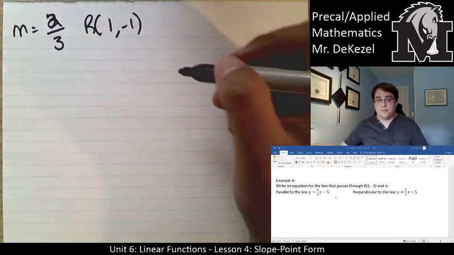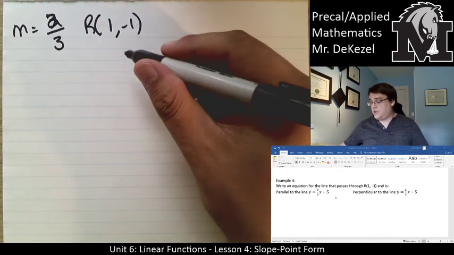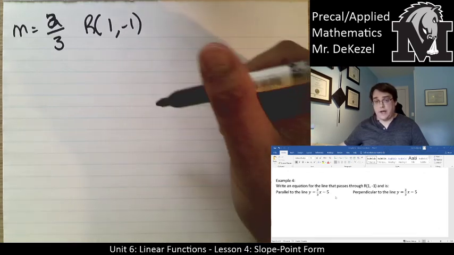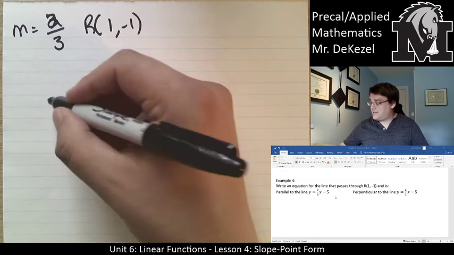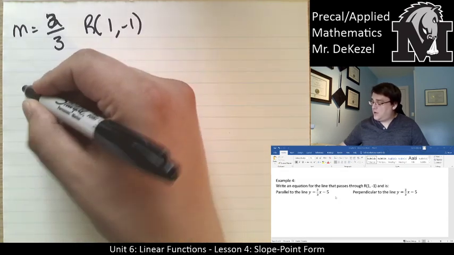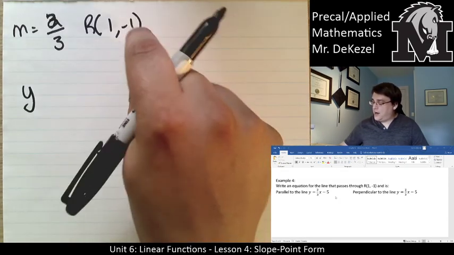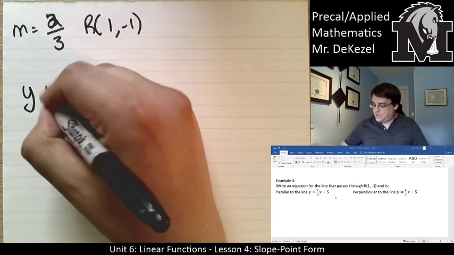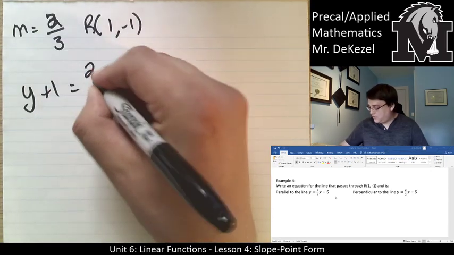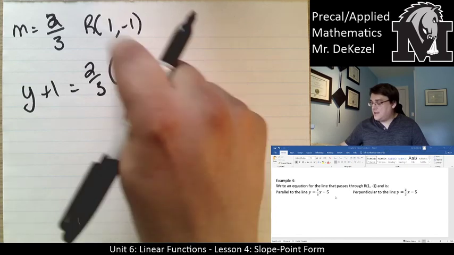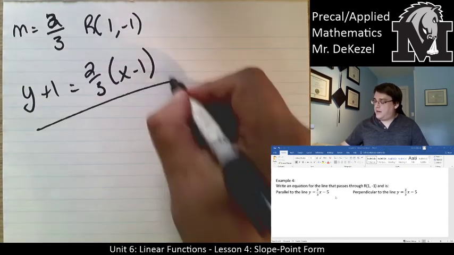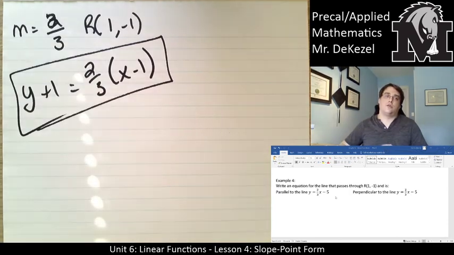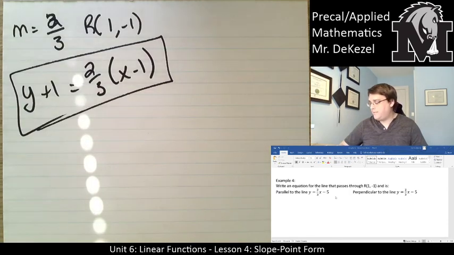So I can plug that into the slope point form right away to find a line that's parallel to that line that's given. We're going to go opposite of the y value, so that's plus 1, is equal to 2/3 for the slope, x and the opposite of the x value, so that's negative 1. And that, friends, is your slope point form for that one.